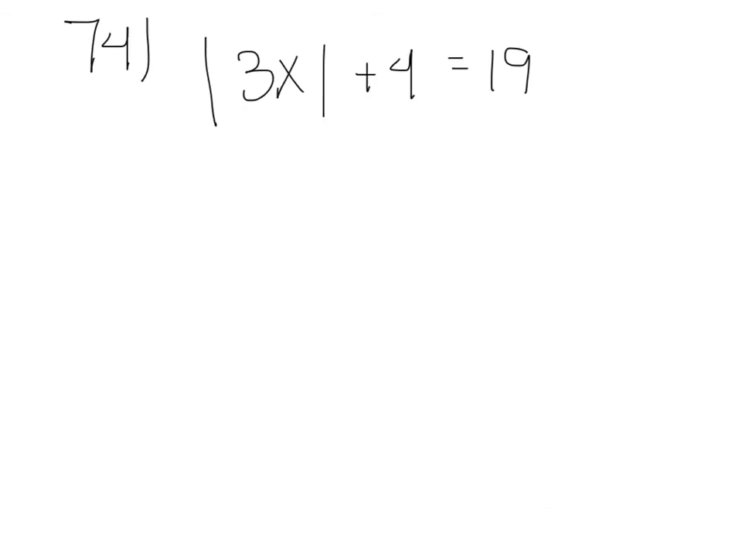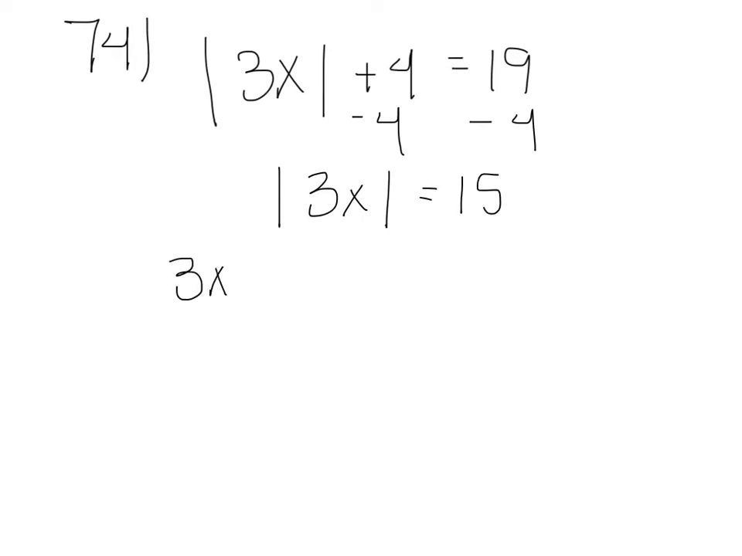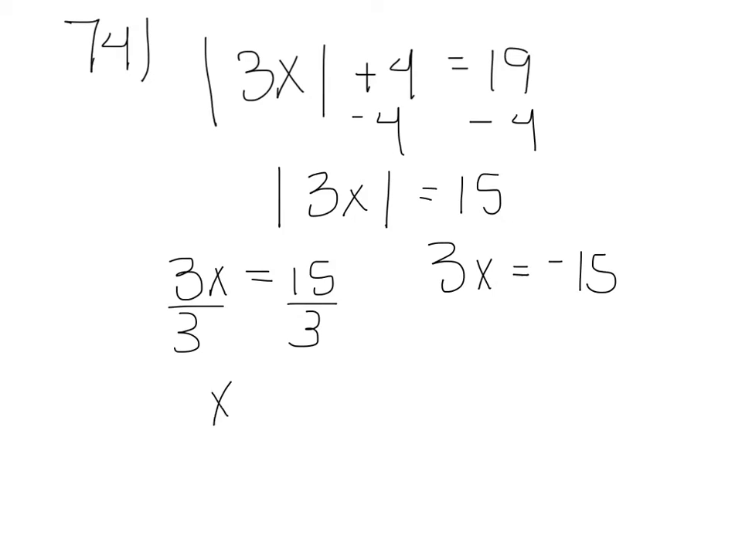Okay, then 74 is the absolute value of 3x, and then plus 4 is equal to 19. So first thing you do is isolate your absolute value. So then I have 3x is actually equal to 15. Then I set up my two separate equations. I have 3x is positive 15, and then 3x is negative 15. Divide both sides by 3. x is equal to 5, and then x is equal to -5. So the one that has 5 and -5 as a response would be A.